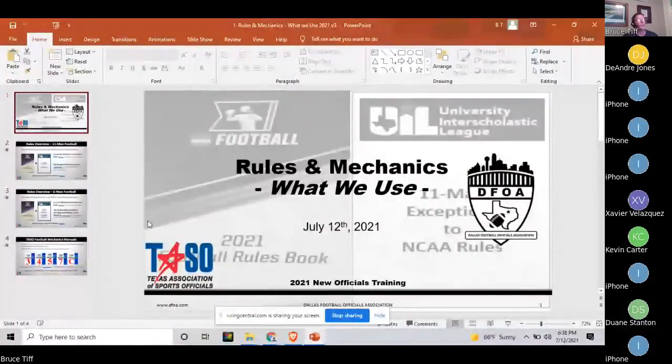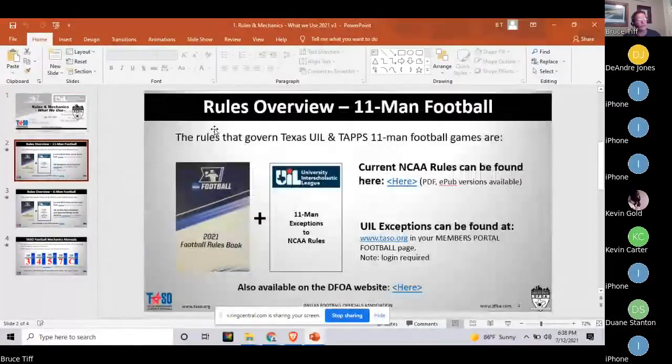Okay, let's talk about the first topic tonight, the rules and mechanics, what we use. It's very simple. In Texas, we are the only state that uses the NCAA rules as the basis of our football rules. That's actually a good thing because I think a lot of us probably watch college football and understand the rules to some degree.